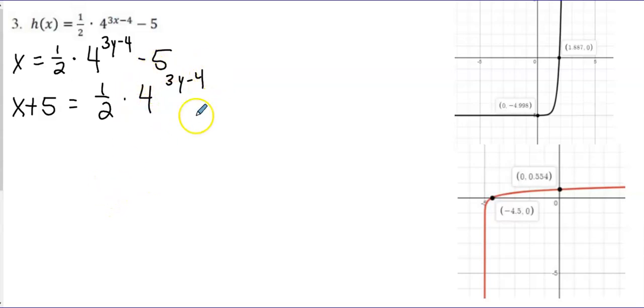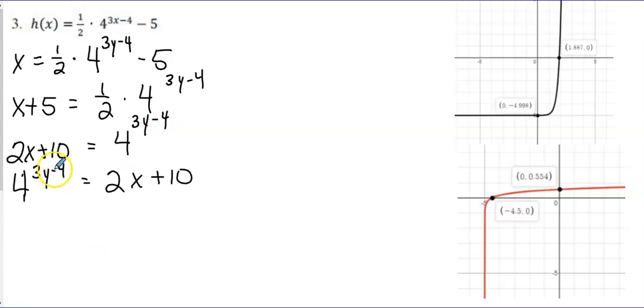Trying to get this 4 and to the 3y minus 4 by itself. To get rid of this 1/2, I'm going to multiply times 2. And when I multiply times 2 over here, I have to distribute 2x plus 10. So I went ahead and wrote mine with the y on the left. I'm going to rewrite this in log form.